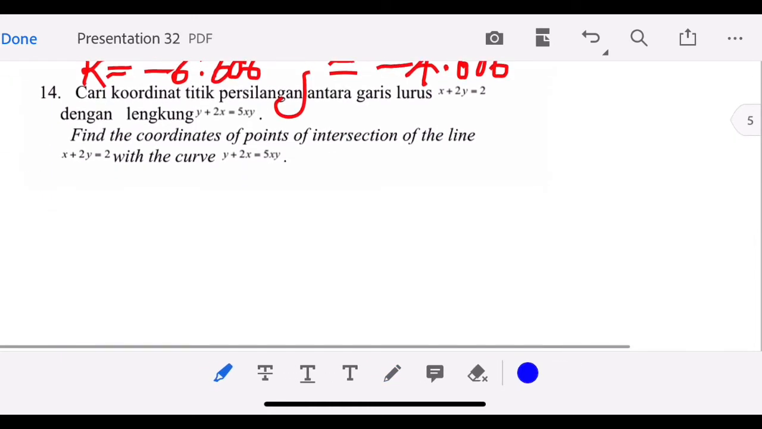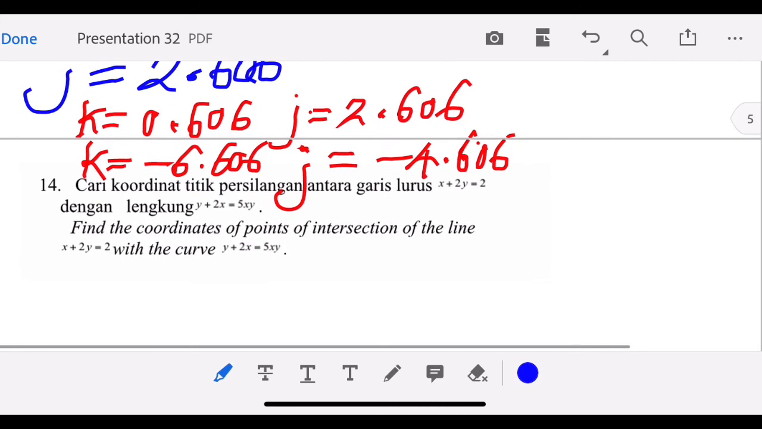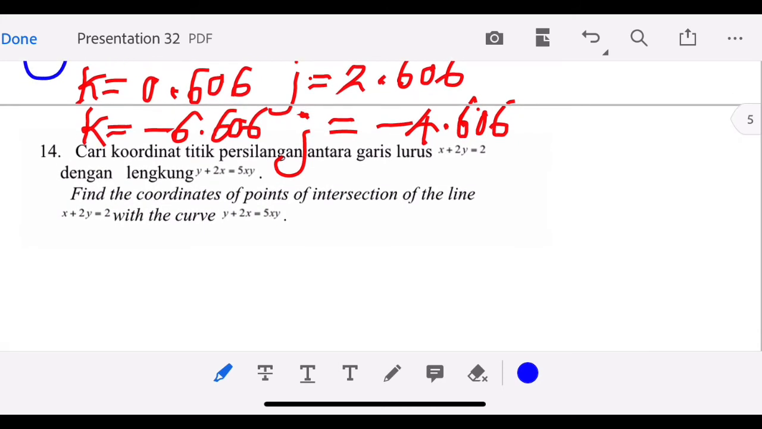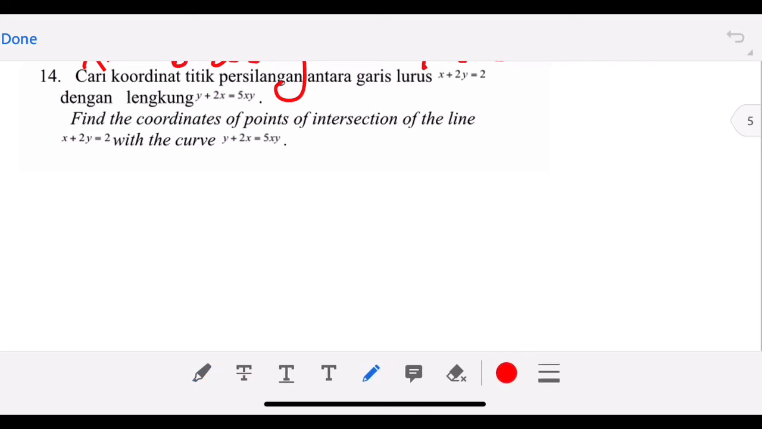Okay, so we have discussed question number 3, I guess. That is answer in decimal. As I say, if they never ask for how many decimal places or significant figures, you stick to 4 significant figures as your final answer. Okay, understand? Now I'm going to discuss question number 14.